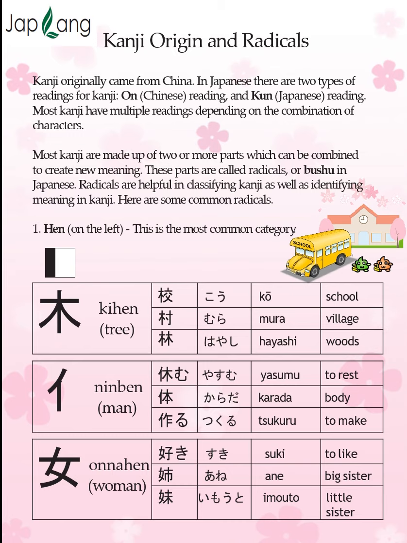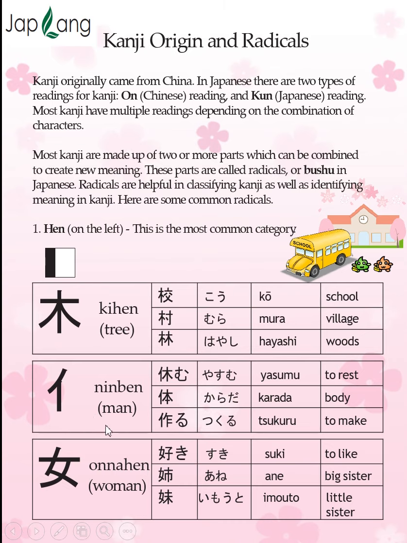You can see the very first radical is called hen, on the left-hand side. This is the most common category. Kihen is basically ki, which is tree, so the kanji that start with ki have lots of things related to timber or wood. You can see here, the very first kanji on the left-hand side is the tree kanji, and then ko, the building kanji. Ko is school, mura is village, and hayashi is woods. All of these are kihen, related to the ki kanji.